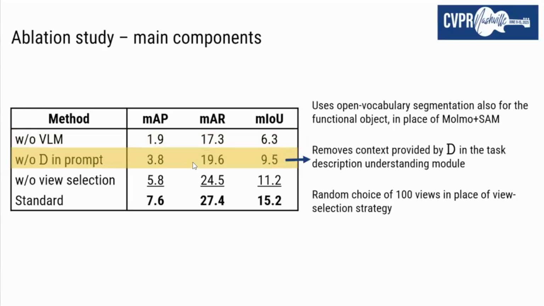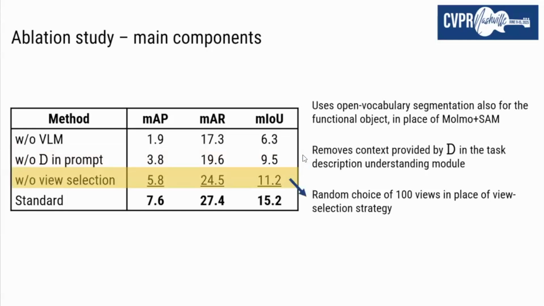Then, in the second row, we remove the task description in the prompt. So instead of asking to segment that specific object in order to do that specific action, we only ask to segment the drawer handle. This also causes a big loss in accuracy, mostly because there can be ambiguities due to similar objects being present in the frame. So without the task description, Molmo cannot handle these ambiguities.